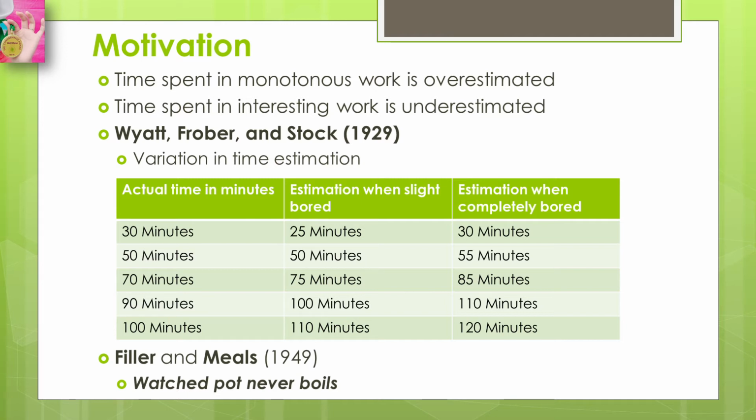Now, usually time spent in monotonous work is overestimated, while the time spent in interesting work is underestimated. Now, White, Frober, and Stoke in 1929, in an early experiment, found that errors in estimating time varied with the degree of boredom, which is evident from the data shown right here in front of you in table form. You might see the actual times in minutes are 30, 50, 70, 90, and 100 minutes. Now, how the time was estimated differently.